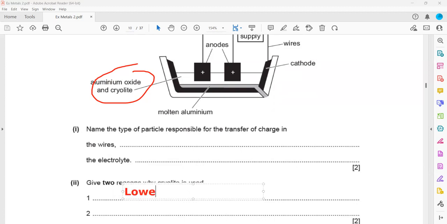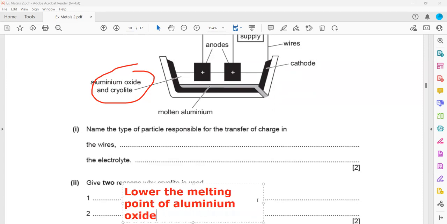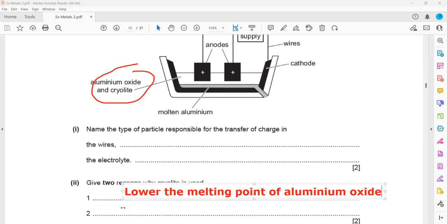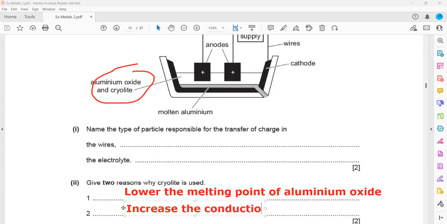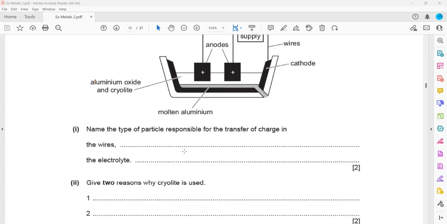So 1 mark, it lowers the melting point of aluminum oxide, so it can melt at very low temperature. The second mark, it increases the conduction, like more charges are there. And third, they did not ask for a third, but you can also mention it is used as a solvent, to dissolve aluminum oxide. We can also mention that. So these are the uses of cryolite.